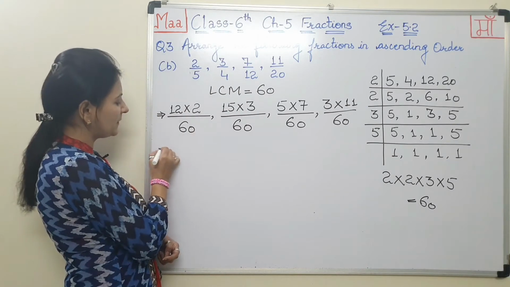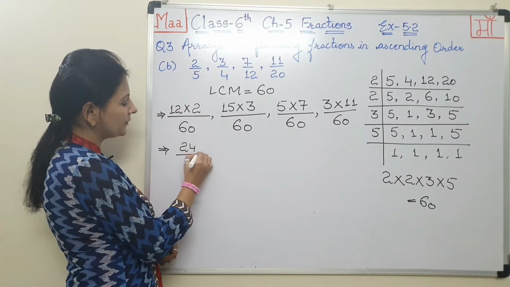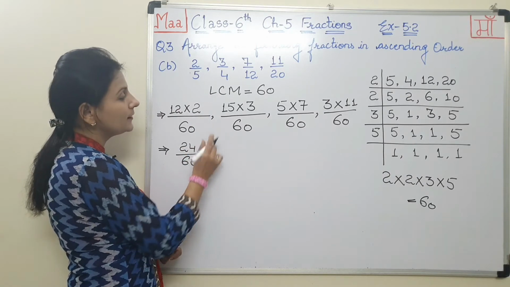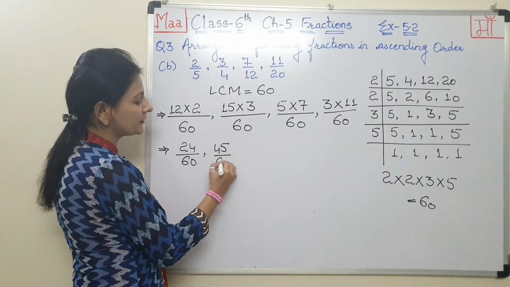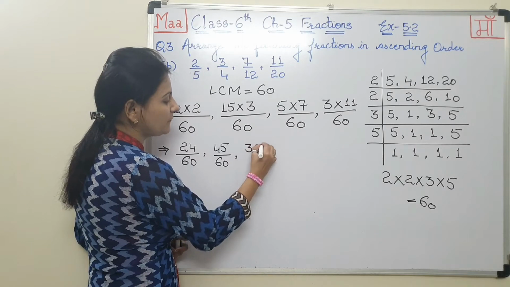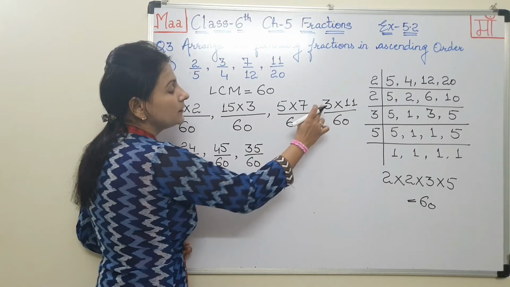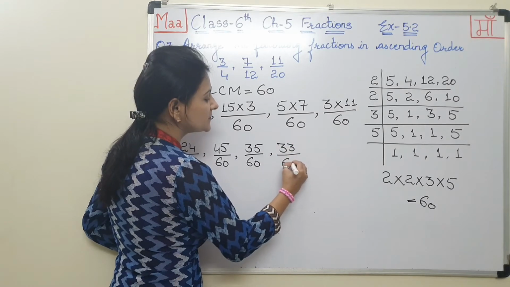Next step, we will multiply the numerator. So 12 2s is equal to 24, denominator will come 60 only. 15 3s is equal to 45, denominator will come 60 only. 5 7s is equal to 35, denominator 60. 3 11 times is equal to 33, denominator 60.